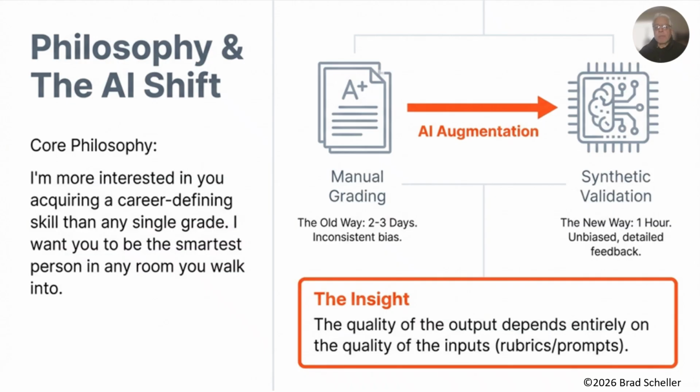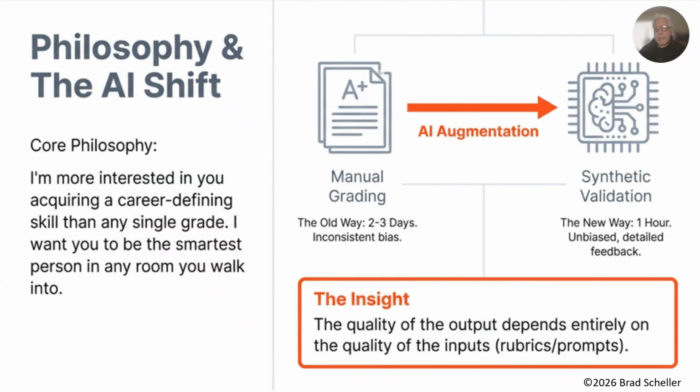Now, let me tell you how I'm practicing what I preach. When I graded the Kodak case studies, I didn't manually read each paper and agonize over scores. That's the old way, 2 to 3 days of work, and frankly, by paper 30, you're tired, you're biased, your standards drift. Instead, I built an AI-powered grading system, and what used to take 2 to 3 days now takes about an hour. And here's the critical insight, and this applies directly to product design.